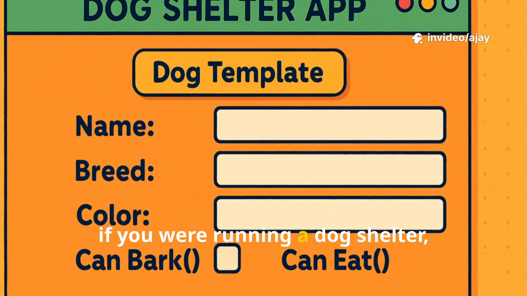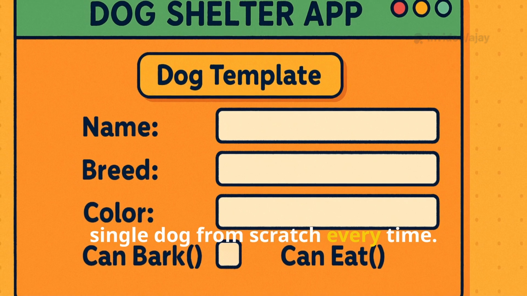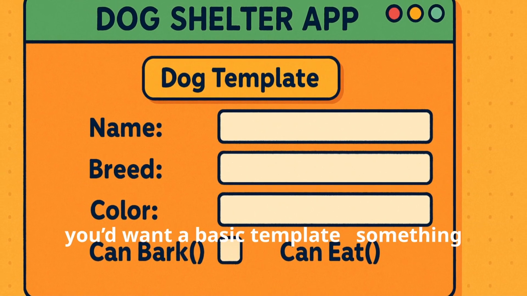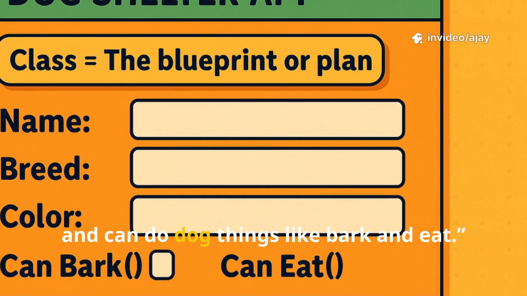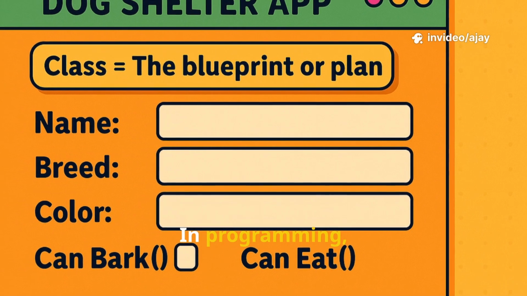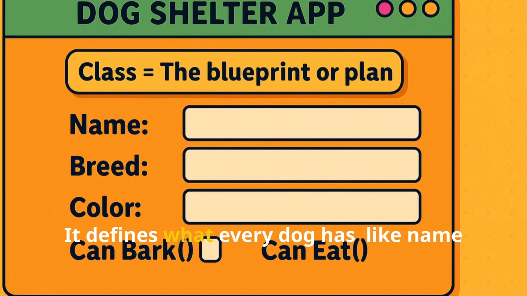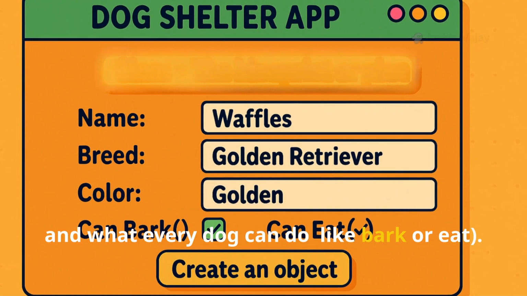Now, if you were running a dog shelter, you wouldn't want to describe every single dog from scratch every time. That'd be exhausting. Instead, you'd want a basic template, something that says all dogs have a name, a breed, a color, and can do dog things like bark and eat. That template, in programming, we call it a class. A class is your master plan. It defines what every dog has, like name and color, and what every dog can do, like bark or eat.